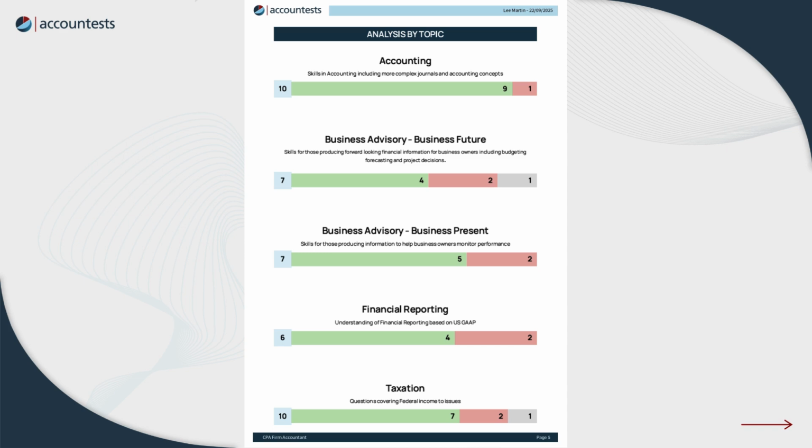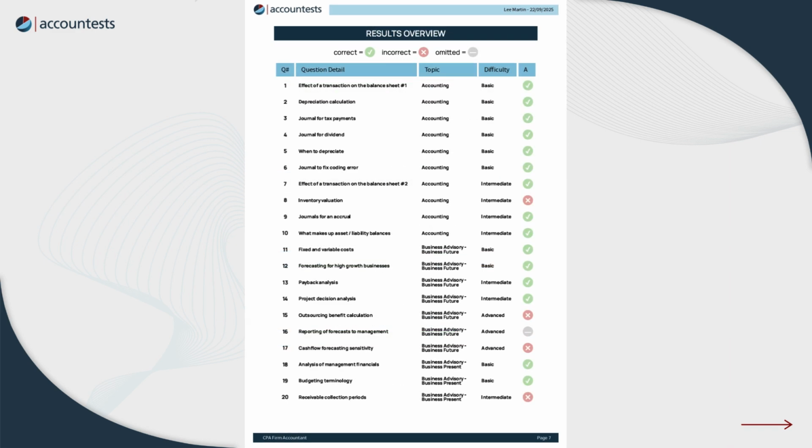Business advisory, business future, which is looking at forward-looking information, so forecasting, budgeting, cash flow. Business advisory, business present, which is using the financial information and analysing that to help management make decisions. Financial reporting, which is looking at the understanding of the financial reporting standards based on US GAAP, and taxation, covering questions on federal income tax.